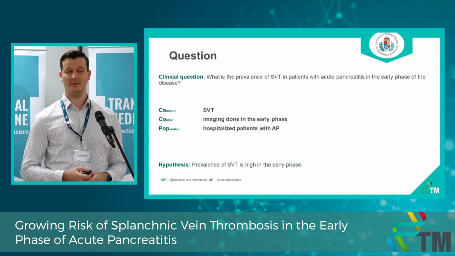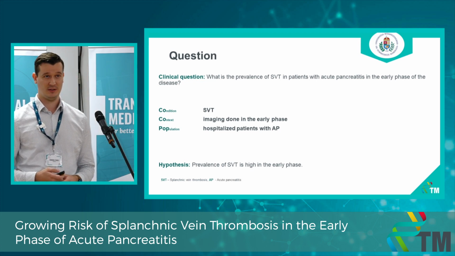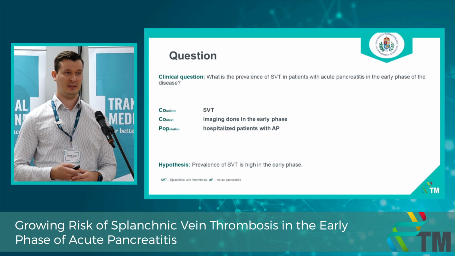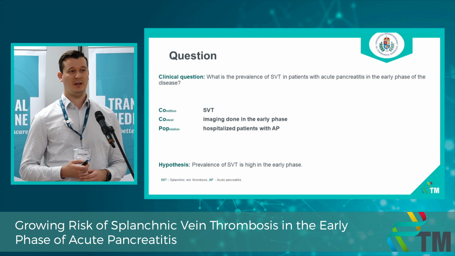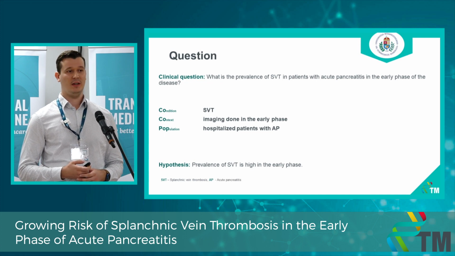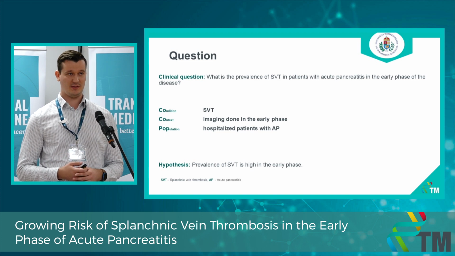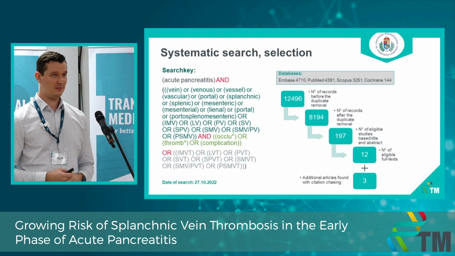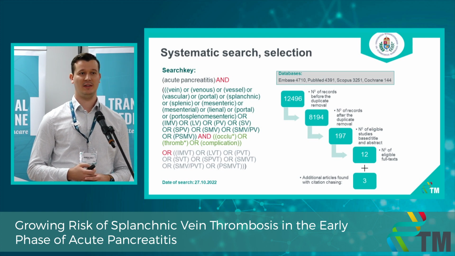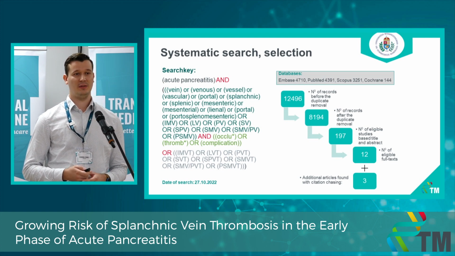So the clinical question was, what is the prevalence of SVT in patients with acute pancreatitis, specifically in the early phase of the disease? We have employed the COCOPA framework to identify relevant studies. The condition was SVT, context early phase, and population is AP patients. The hypothesis is that the prevalence is high in the early phase. So using a systematic search and citation chasing, we have found 15 studies eligible.